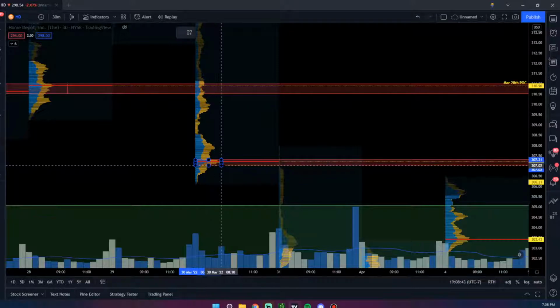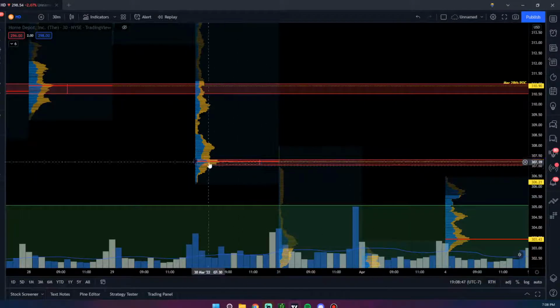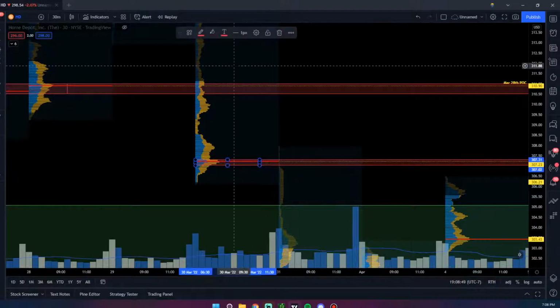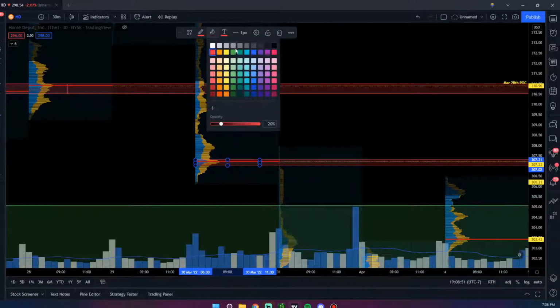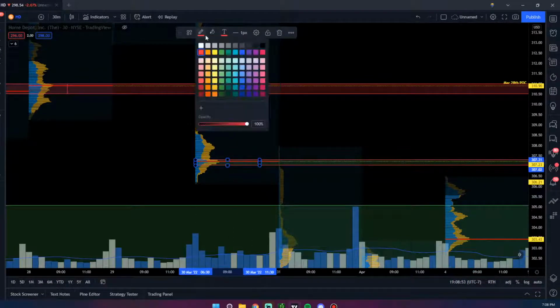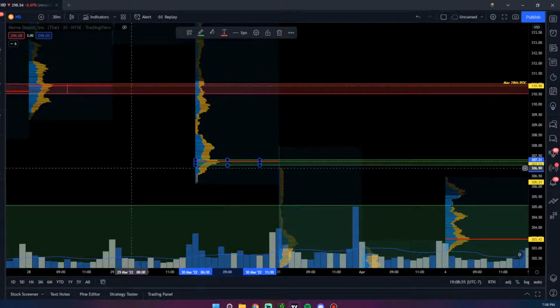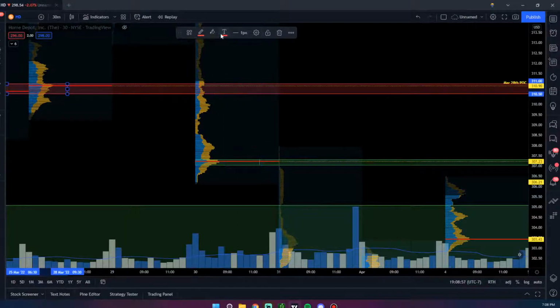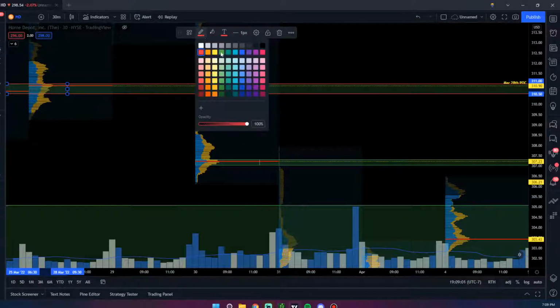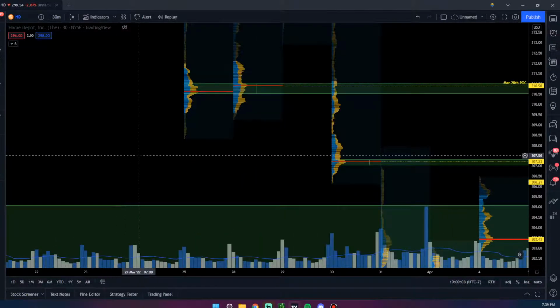We're going to draw it in down here as well, I believe. Yeah, that's probably most of the volume right there. And the ones that I think are going to act as demand zones, I just color them green. It doesn't really matter, this is just personal preference. It doesn't matter what color they are because they can act as support or resistance.